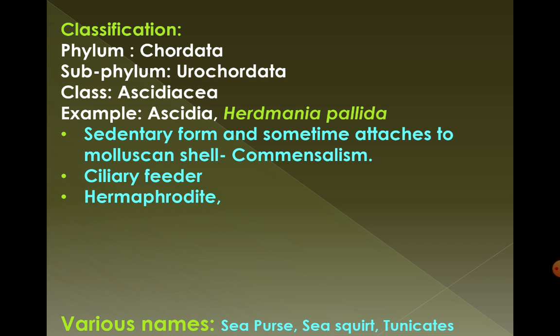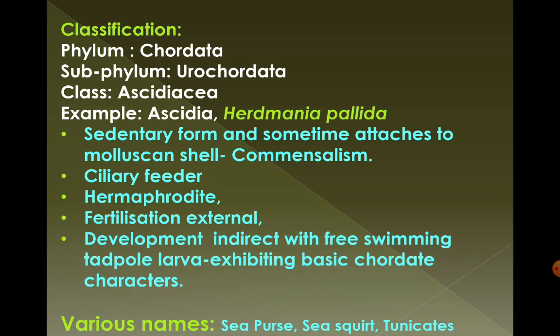You find both sexes present in the same individual, but self-fertilization will never occur because the egg and the sperm develop at different times. Fertilization is external. These gametes are shed outside. The gametes that are formed are carried through the outgoing water current through the atrial aperture and released to the external environment, where the process of fertilization takes place.